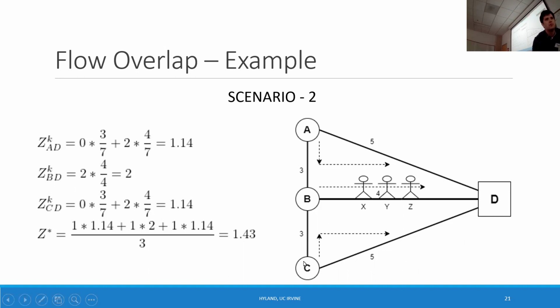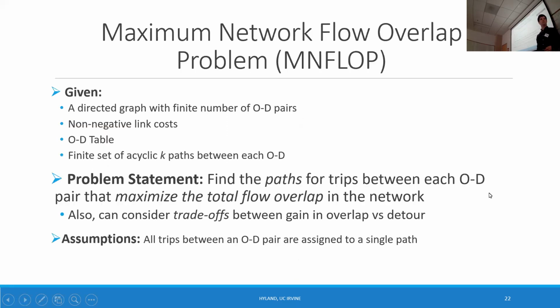So from C to B, this traveler has no overlap, but from B to D, they overlap with 2 other travelers. So the weighted average of that is 1.14. And it's the same exact thing for the traveler going from A to D. They have no overlap for the first leg of their trip, but then they have two units of overlap for the second leg of their trip.